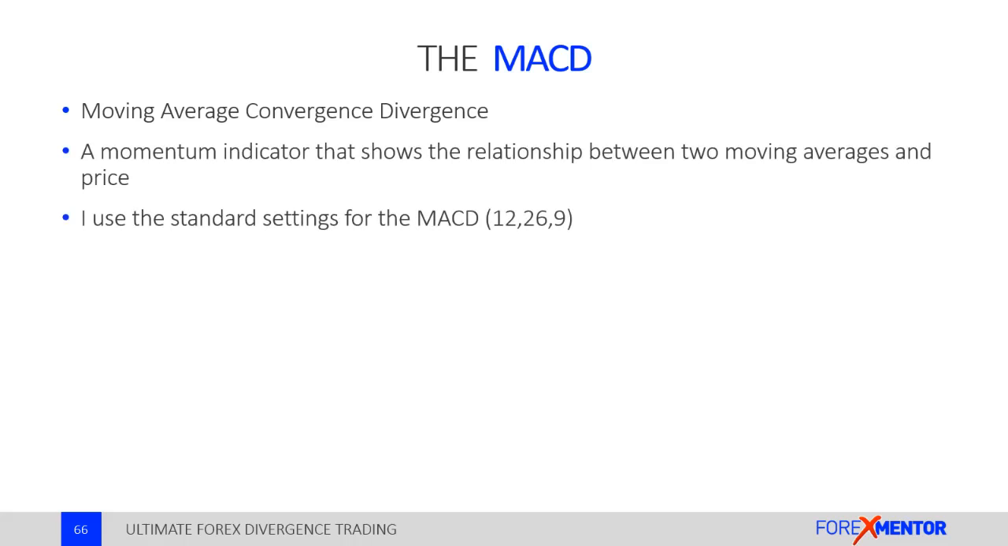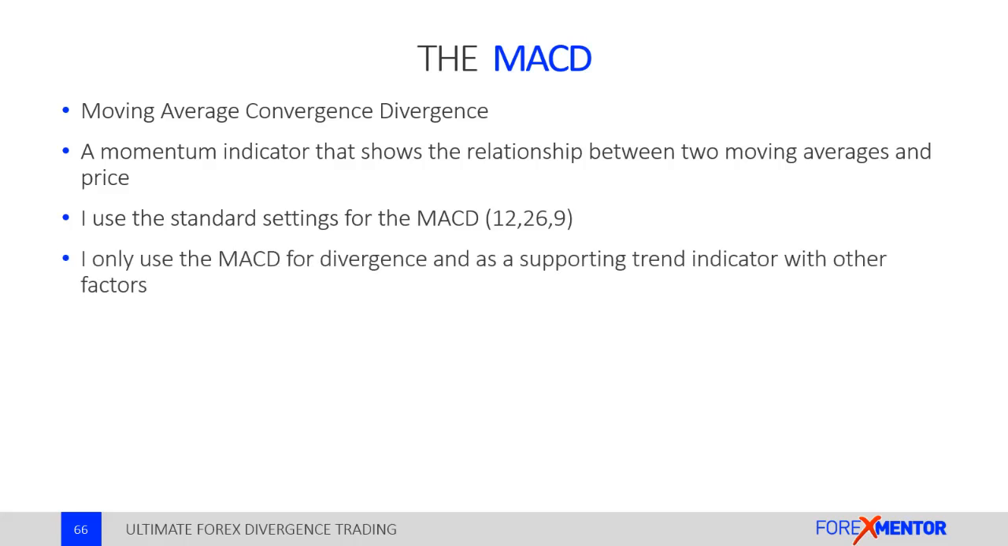Now for the settings, I use the standard settings, which are 12, 26, 9. Some folks like to go ahead and change those and mess around with those. I don't. I just use the standard settings, 12, 26, 9. I only use the MACD for divergence and as a supporting trend indicator with other factors.